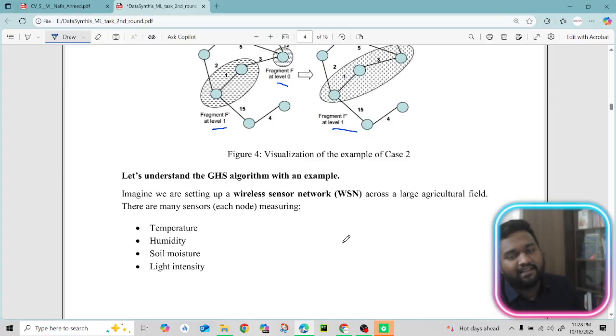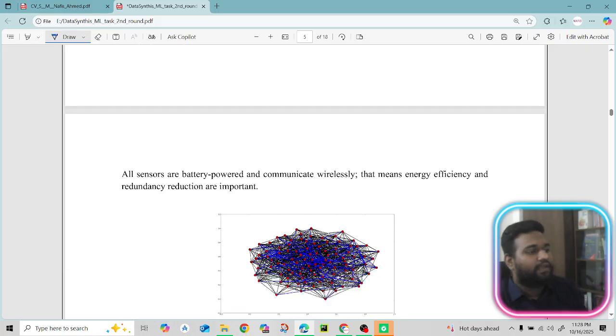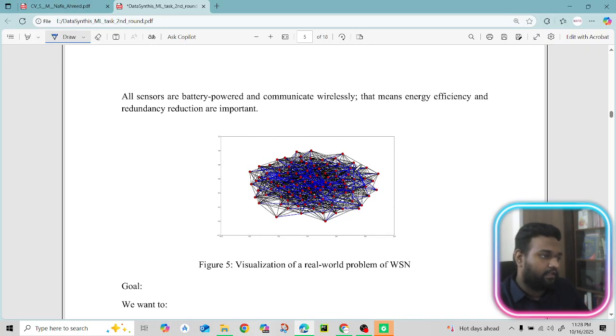Now let's understand the GHS algorithm with an example. Suppose we are setting up a wireless sensor network, WSN, in an agricultural field. So there will be multiple sensors like temperature sensors, humidity sensors, soil sensors, light intensity sensors, and many more. In a real world scenario, it will look like this.